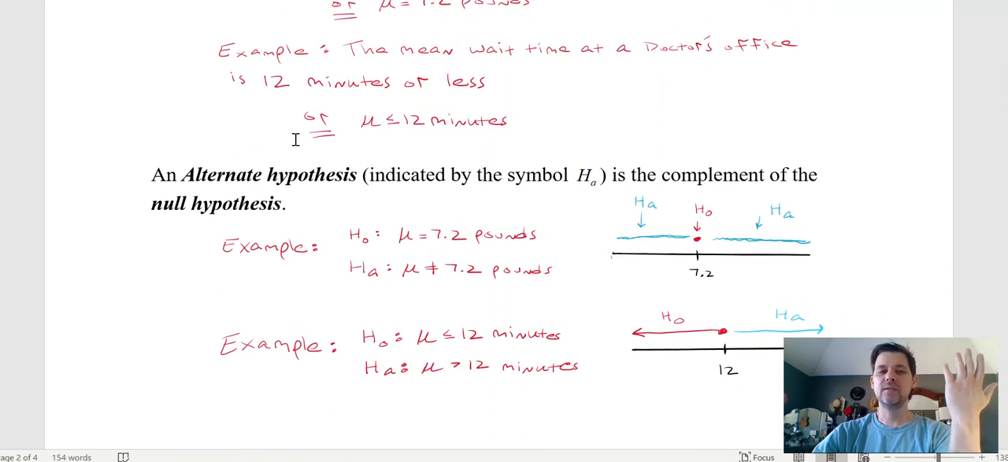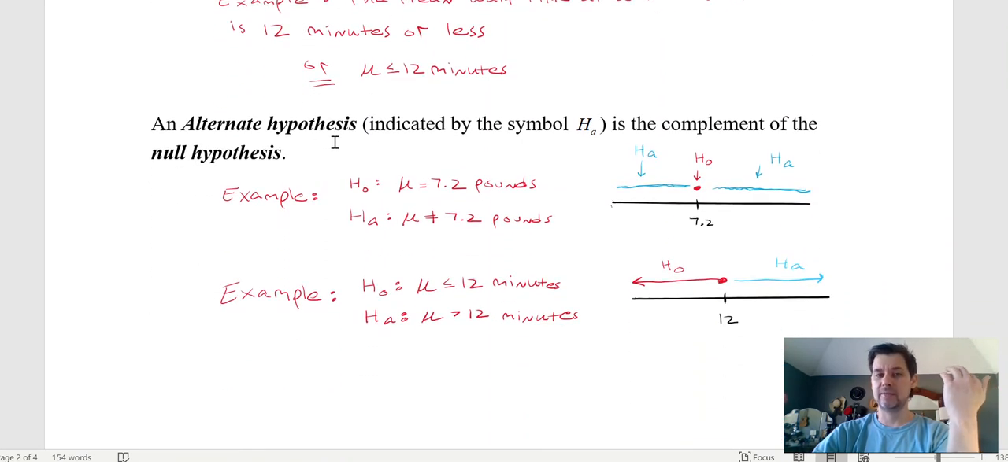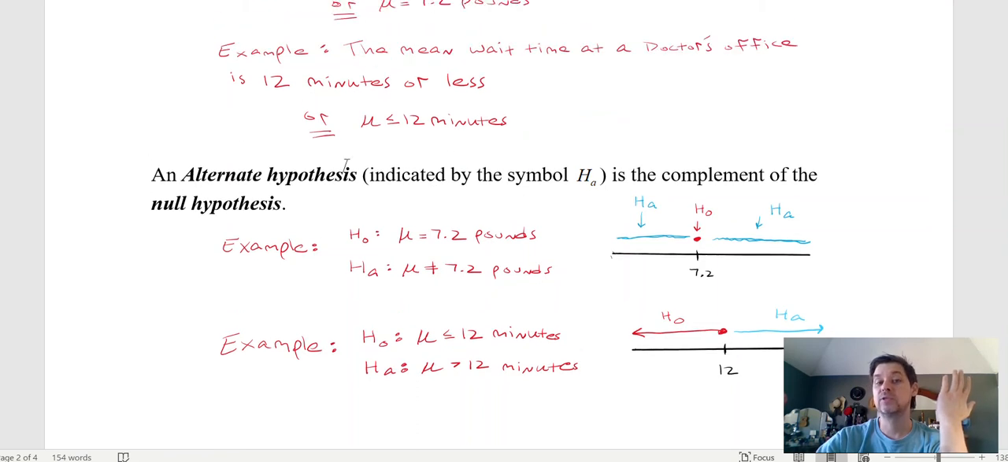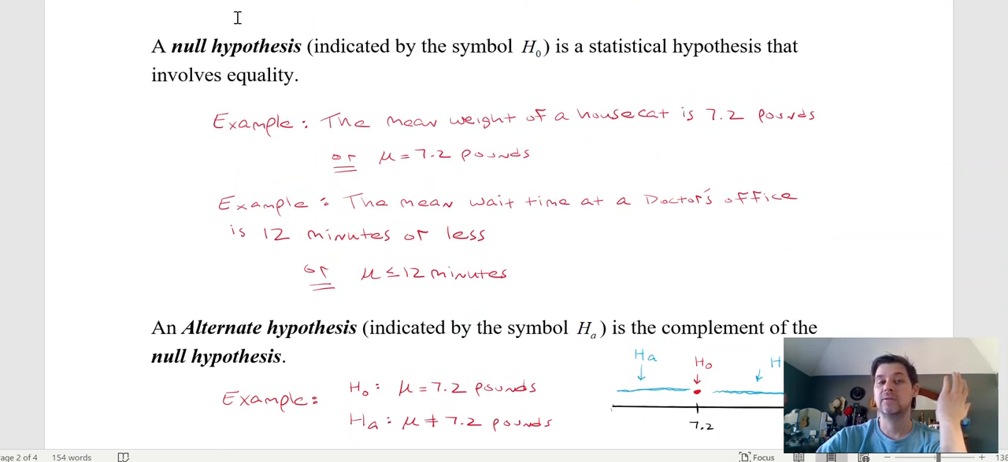Now, an alternate hypothesis, indicated by the symbol H with a subscript A, is the complement of the null hypothesis. By saying it's the complement, I mean it is what's true if the null hypothesis is not true.